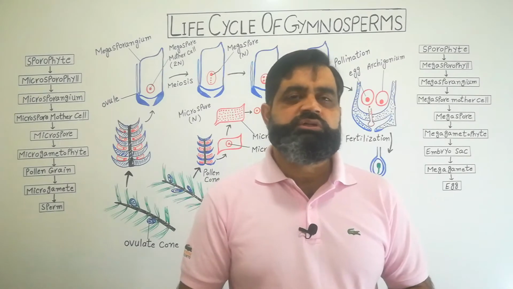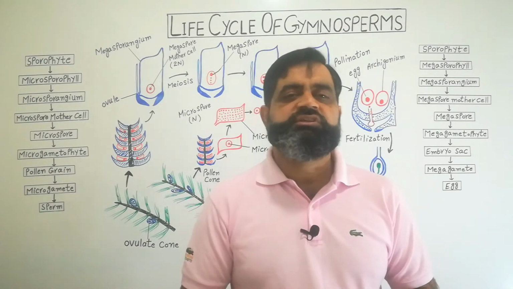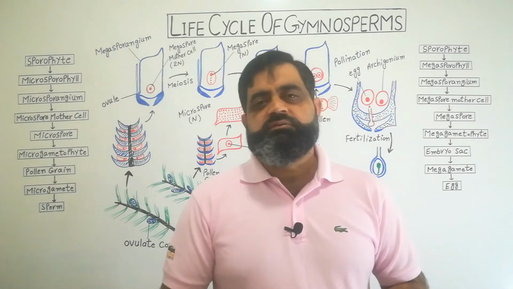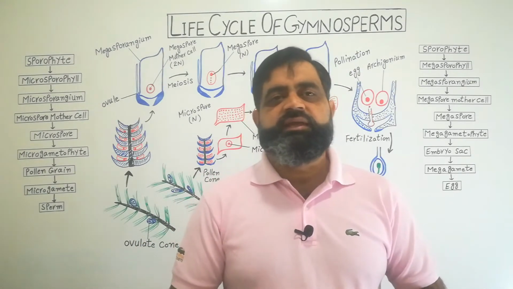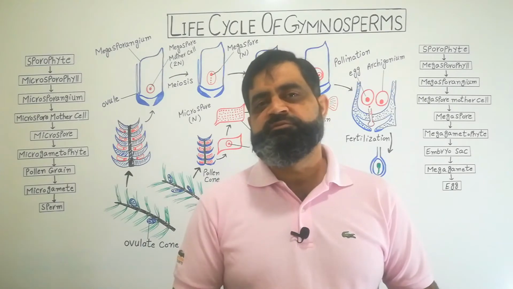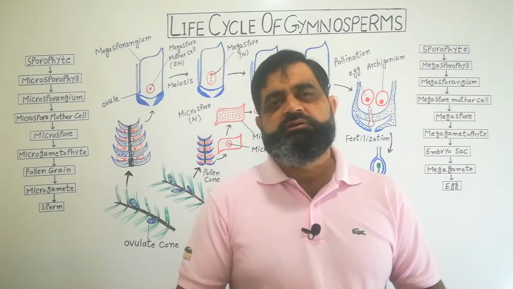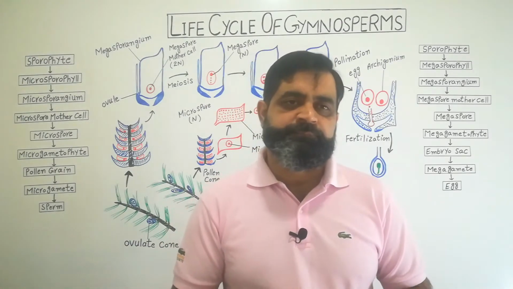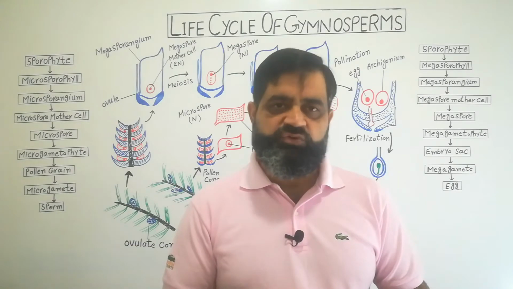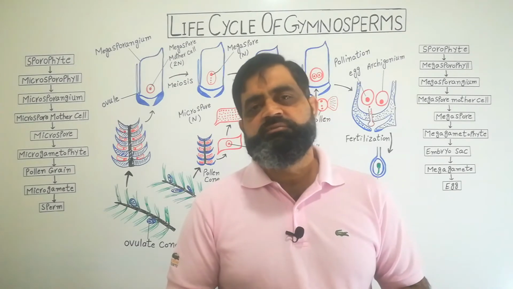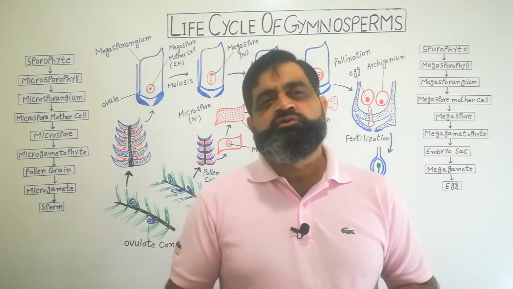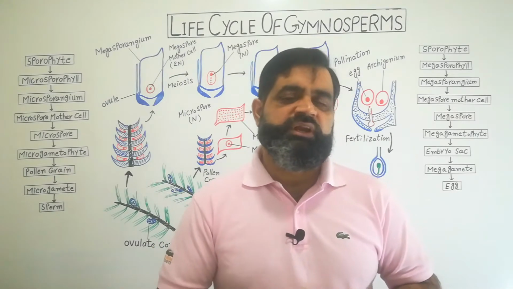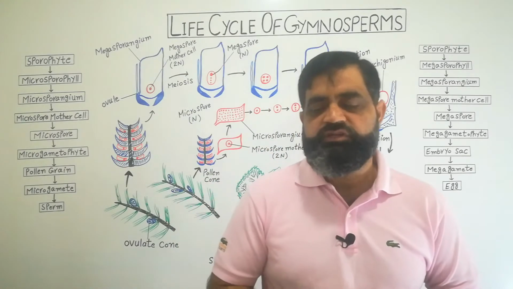Today we are going to discuss the life cycle of gymnosperms. As you know, gymnosperms are plants which produce naked seeds. Gymno means naked, sperms means seeds. These plants are usually found in hilly areas or northern areas of any country. They can bear very harsh environments. They produce seeds but no fruits. So today my focus is on the life cycle of gymnosperms. So let's discuss the life cycle of a gymnosperm.